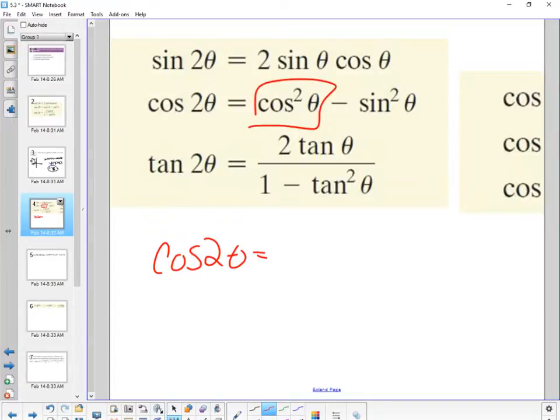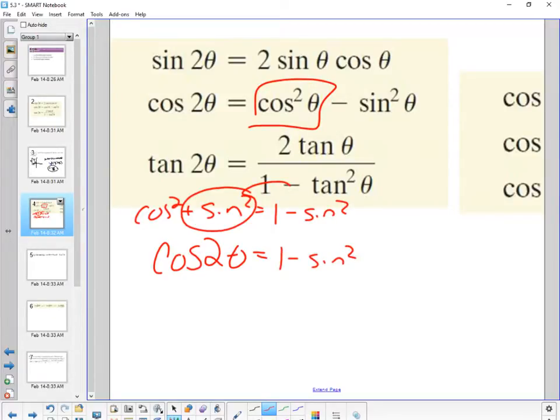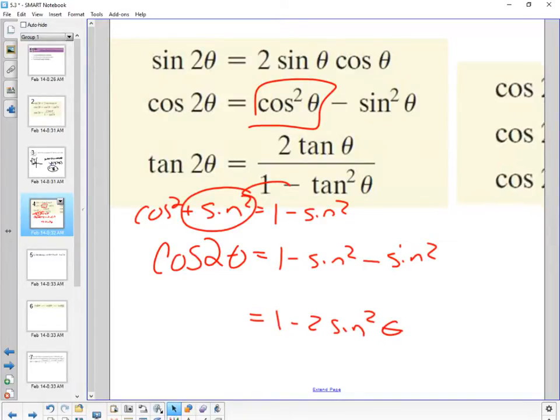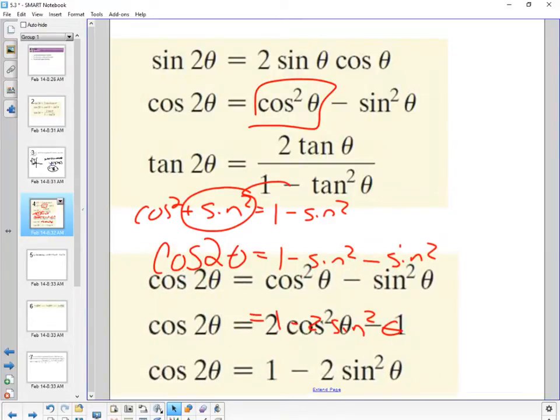I know that from Pythagorean's, what was it? Cosine squared plus sine squared equals 1, right? So if I take this and I move it over, minus sine squared, I can substitute that. I can go 1 minus sine squared minus the sine squared that was already there, right? So that gives me 1 minus 2 sine squared theta, which is one of the new formulas they gave you, right here. See it? All they did was algebra, the first 3. That's all they're doing. They're just algebra.